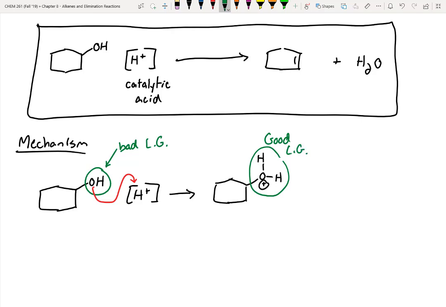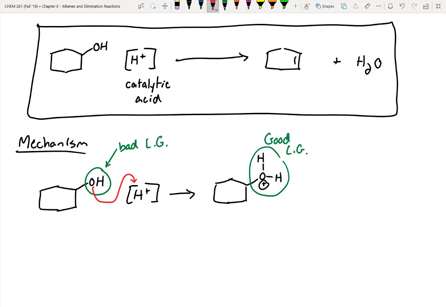Okay. We still don't have a base around though, so do you think we're going to do an E2 reaction, or what do you think is going to happen? Let's try to make sense of this. So we have no base, that means it can't be E2, which means it must be E1, right? So what occurs in an E1 reaction?